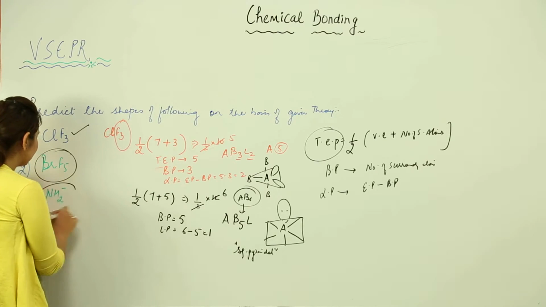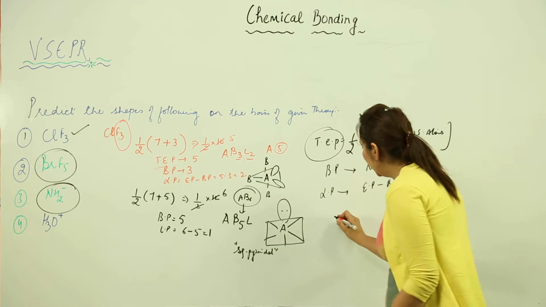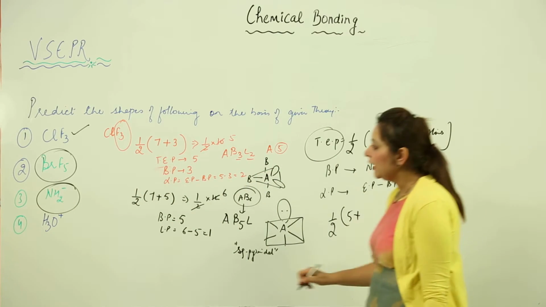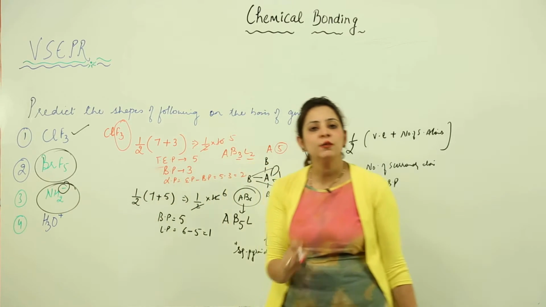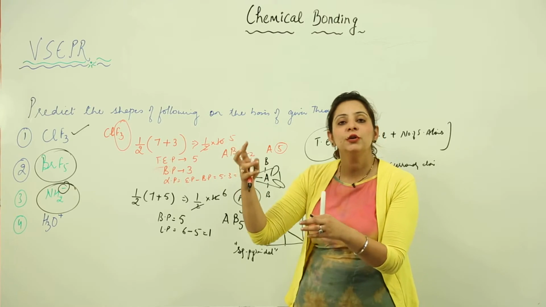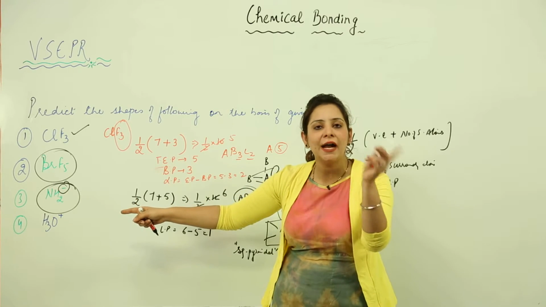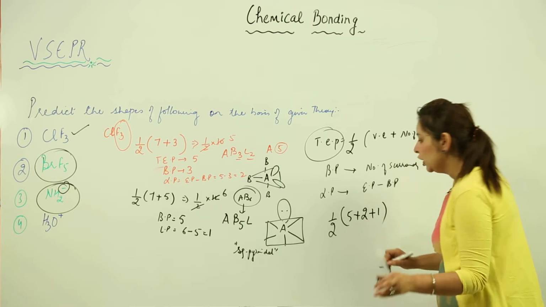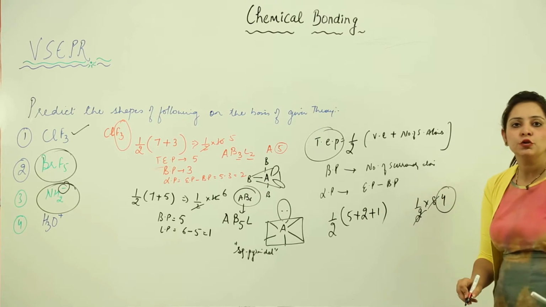Likewise, now I have NH2 negative. Again I am going to apply the same formula: half into the valence electrons of nitrogen, that is 5, plus surrounding atoms, 2 hydrogens, 2, and here is one negative sign. If you see a negative sign, you need to add that much, and if you see a plus charge, you need to subtract, vice versa, right. Here there is one negative charge, so you need to add one electron. So I add 1. What do I get? 6, 7, 8. So my total electron pair comes out to be 4.